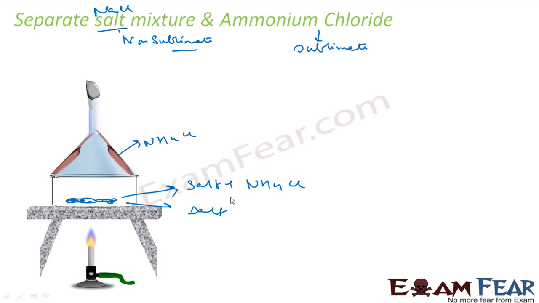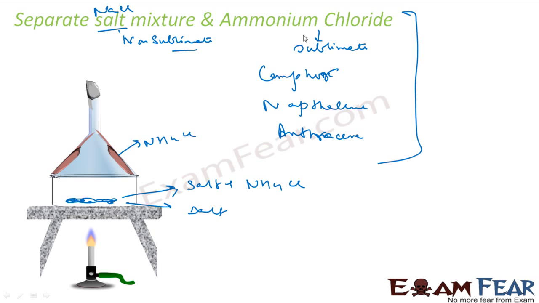Let's see once again. This is the mixture, right? You heat it, after some time you will see that all the ammonium chloride gets converted to gas and then back to solid, deposited here in the funnel, and the salt is left here, and thus you can separate them. Pretty easy process. It can also be used to separate salt from, instead of ammonium chloride, camphor, naphthalene, or anthracene. In all these cases, these all sublime. Since these sublime, you can easily separate a sublimate from a non-sublimate.